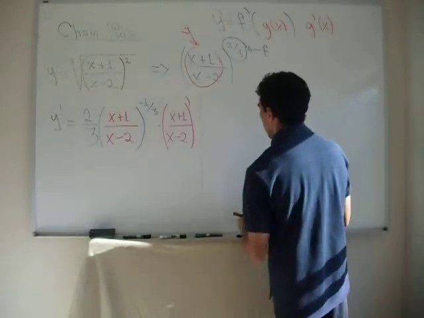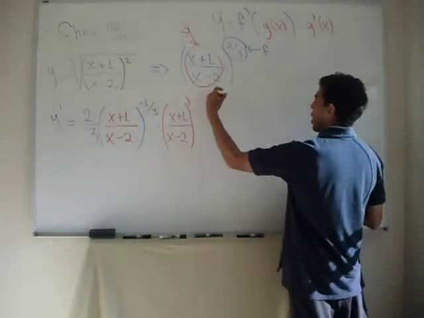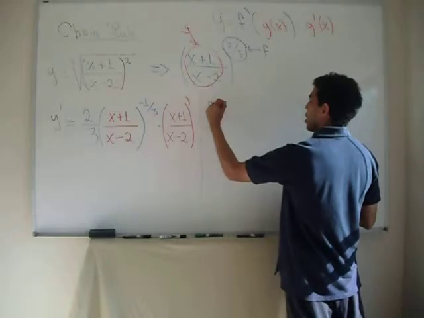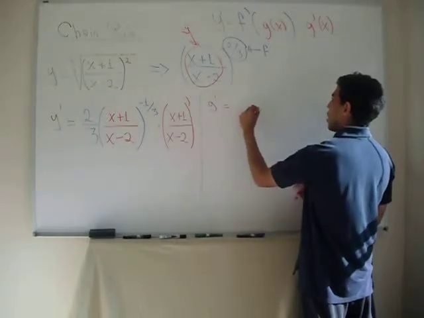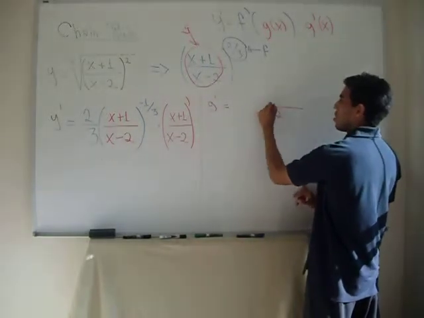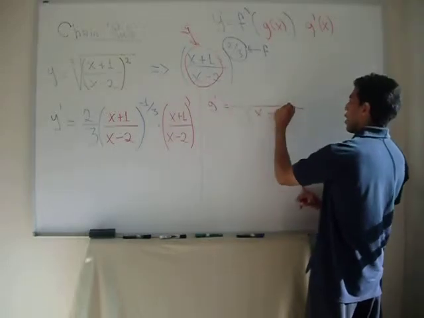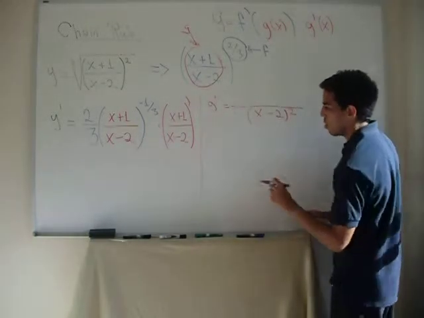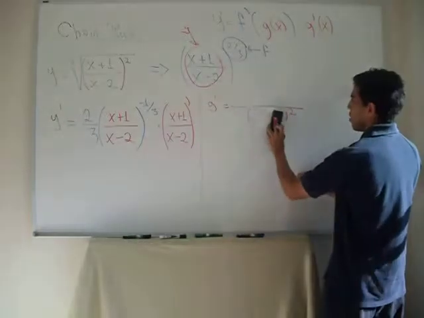So g prime is (x minus 2), derivative of a division, squared. Let's make it a little bit bigger, maybe you may not be able to see it right there.